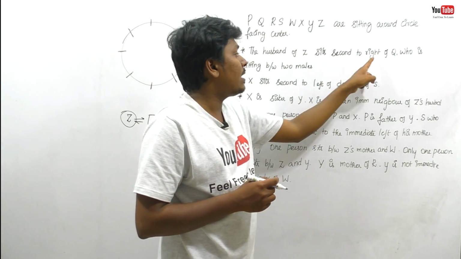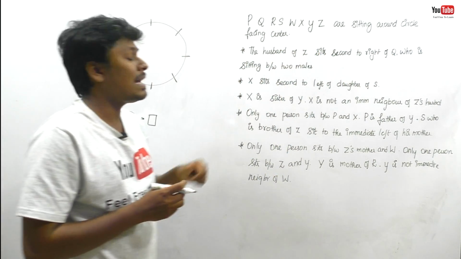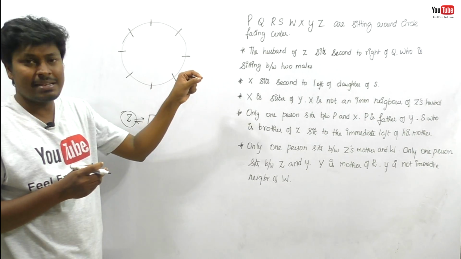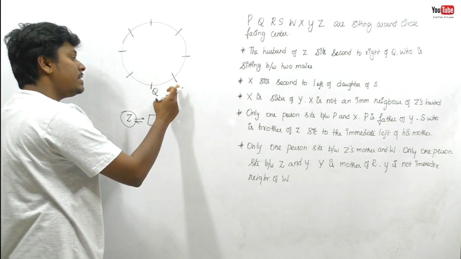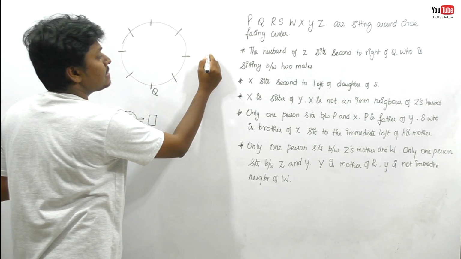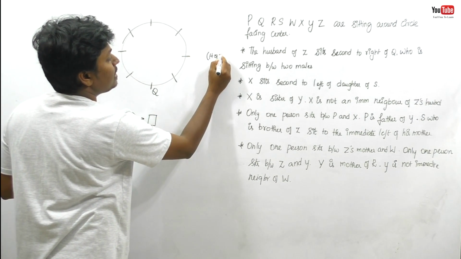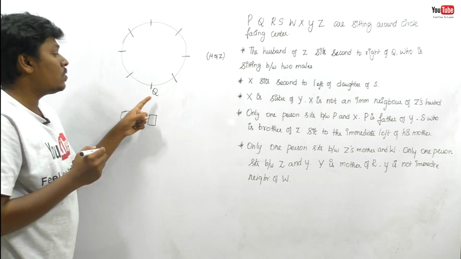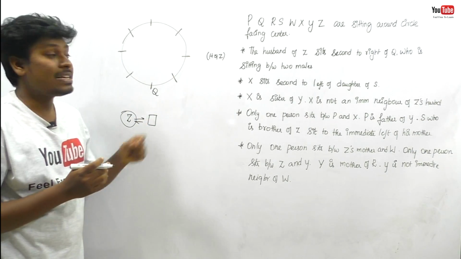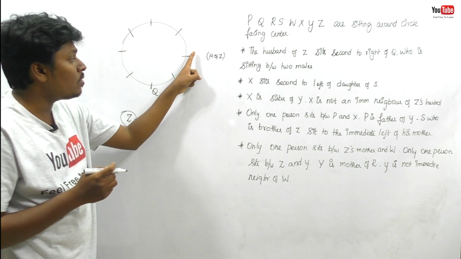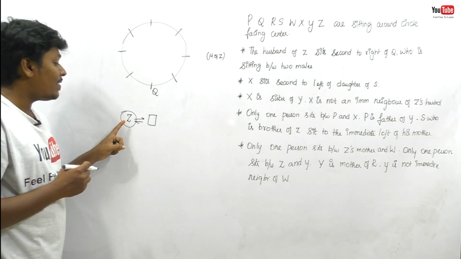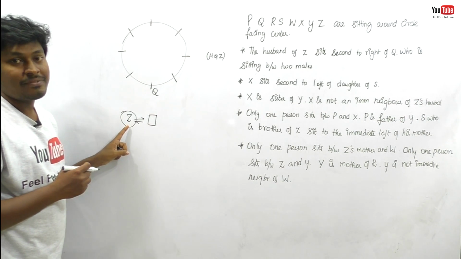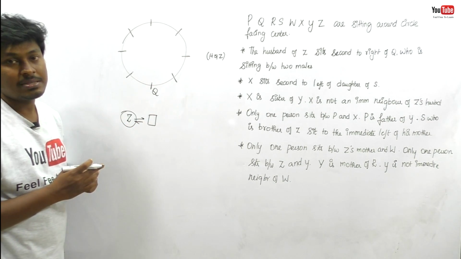So Q, right hand side, at the second place, the husband of Z is sitting. This is a direct statement, right? So I can say that fix Q here. Q's right hand side will be this side, and at the second place, that is here, the husband of Z is sitting. We don't know who comes here, but the husband of Z should come here. So Z must definitely be the wife, but we don't know who the husband is.